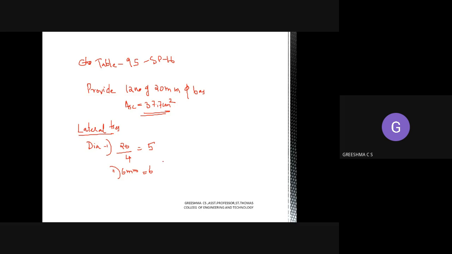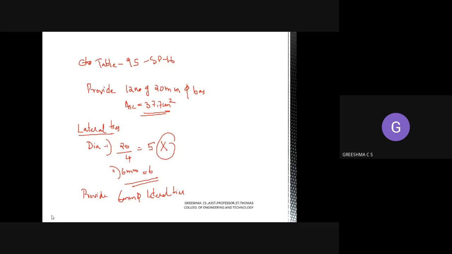Okay, so which one you want to provide? Tell me a value. 6 mm. Okay, 5 is not available, starting from 6 mm. So provide 6 mm diameter bars. That's lateral ties.